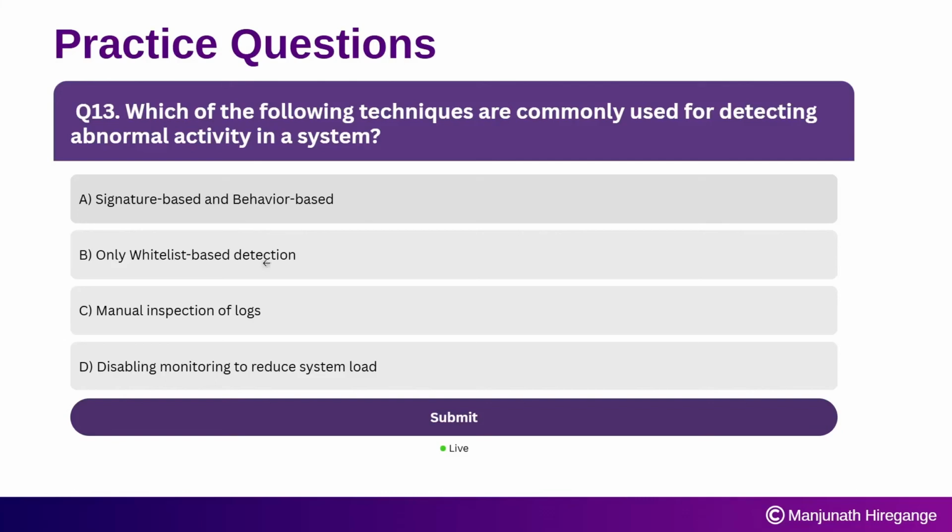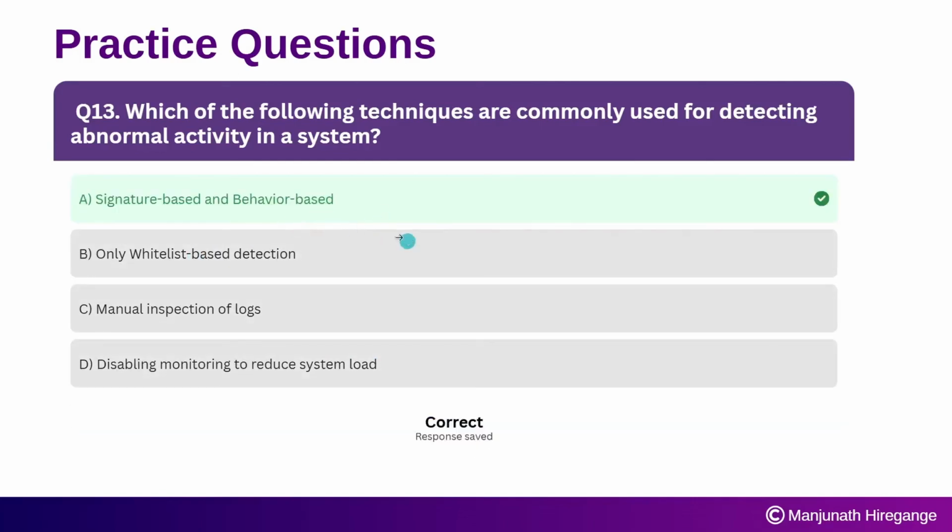And options B, C, and D are incorrect because only using a whitelist, manual log inspection, or disabling monitoring are ineffective for real-time threat detection. Hence, the right answer is signature based and behavior based.